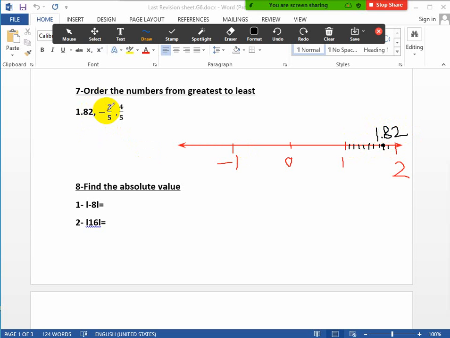What about -2/5? -2/5, it's between 0 and -1. Between 0 and -1, I have to divide this distance into 5 equal parts, like this. And I have to count 2 parts of 5 parts. So let's count 1, 2. This is the point. -2/5. Now, what about 4/5? 4/5, positive number. It will be on the right side of 0, between 0 and 1. I have to divide this distance into 5 equal parts also.